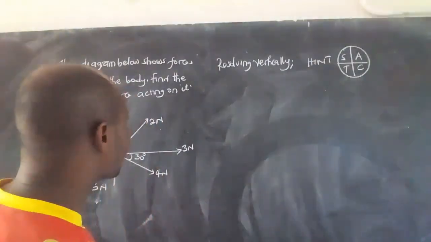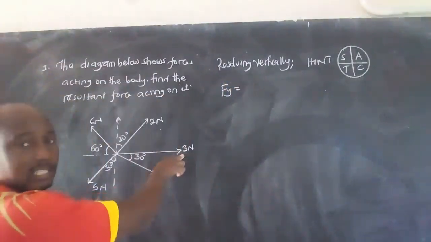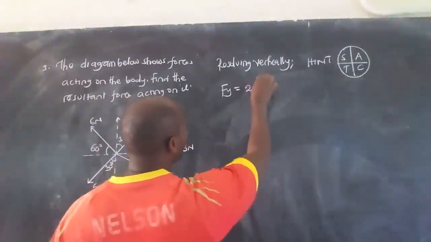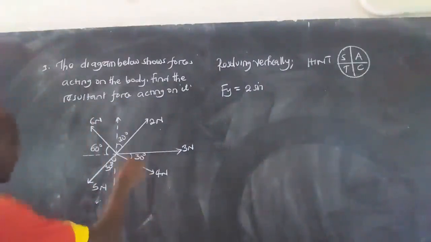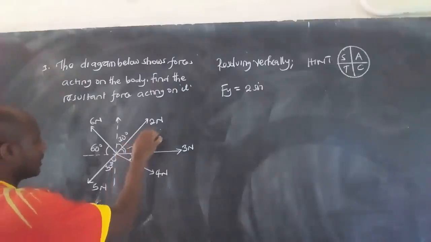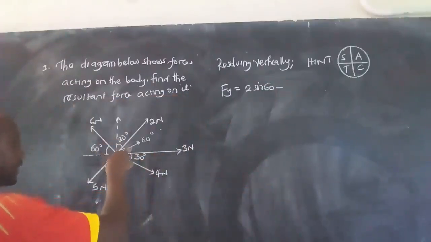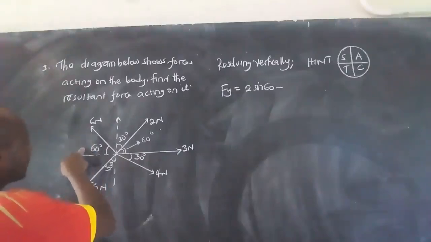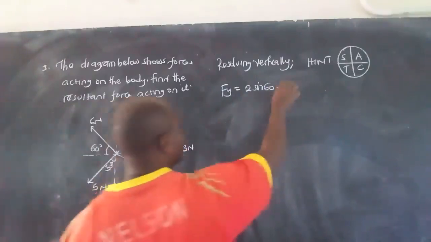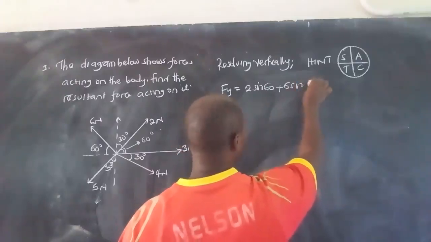So here, resolving vertically, that is F y. Now, this 3 has no vertical component. This 2 has a vertical component, that's 2 sine. What's the angle the 2 makes with the horizontal? This angle is equal to 60 degrees. So sine of 60. Because this plus this, you get the equation also. This one is positive because it is in the all quadrant. Then sine here will be positive, so it will be plus 6 sine of 60.